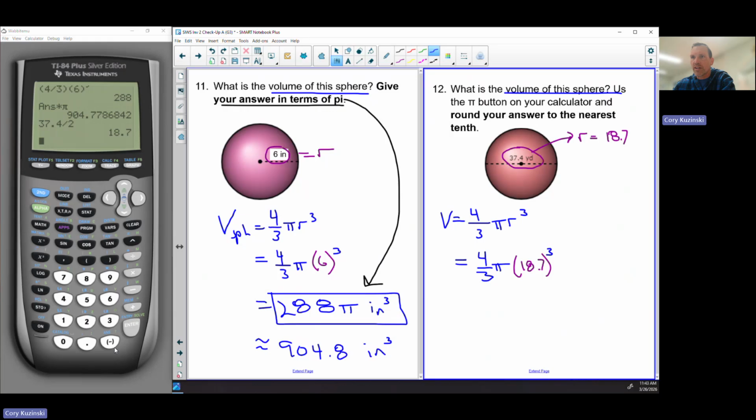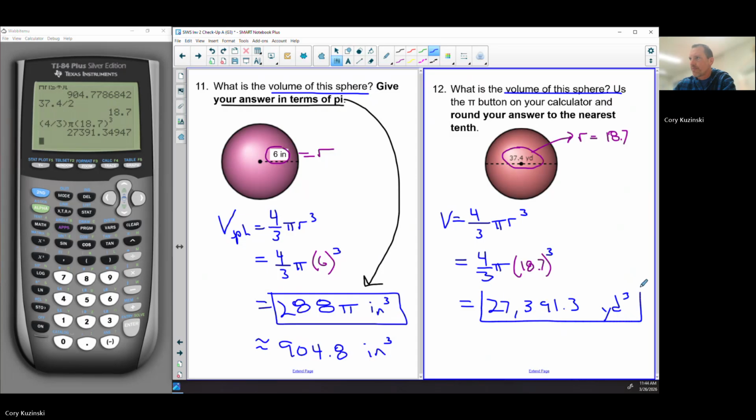So it's, I mean, it's all calculator work. Let's go 4/3 times pi times 18.7 to the third power. That's it. It is 27,391.3 cubic yards. It's a big ball.